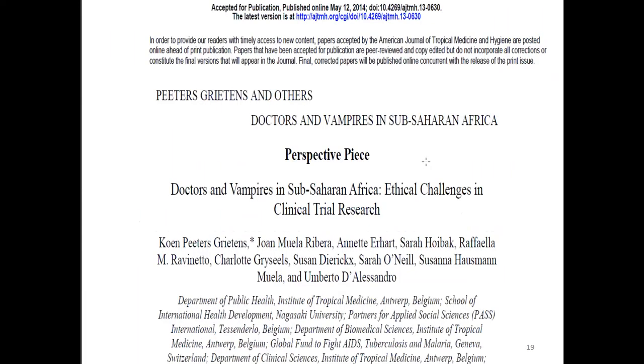This is a paper which I came across a few years ago from the West African perspective about a research where there was blood collection, and the blood was sent for analysis to a European country. A group of researchers who tried to study what the community was thinking about the research came up with this interesting title, which says Doctors and Vampires. In this culture, there was a strong attachment towards blood.